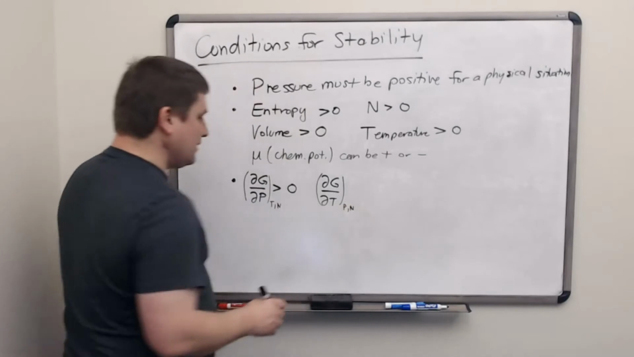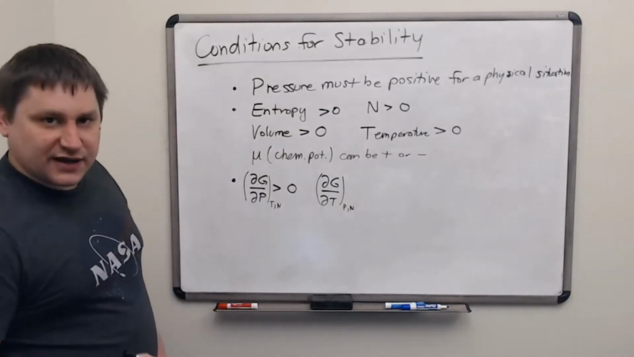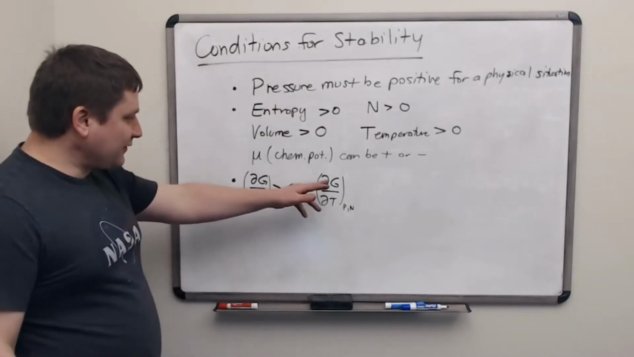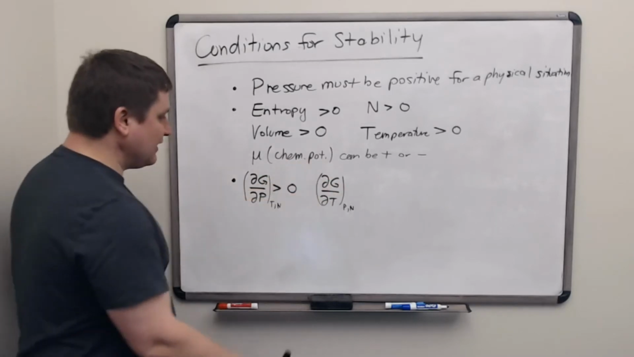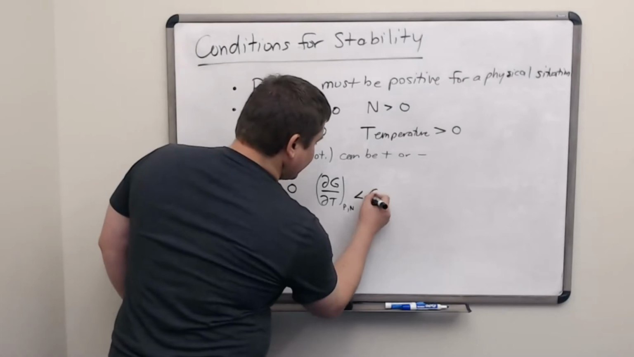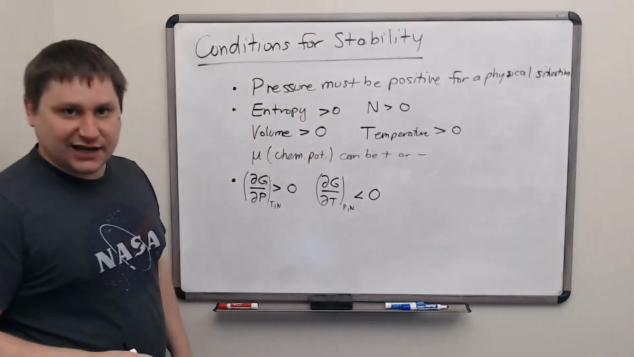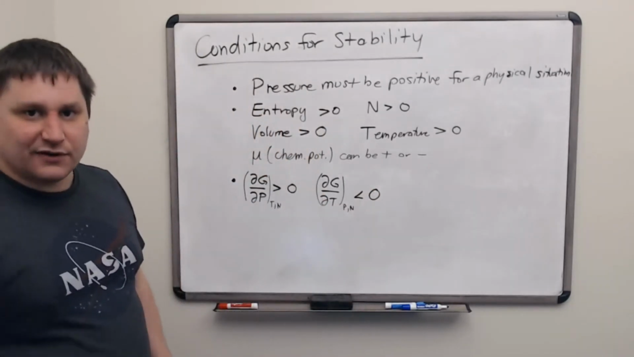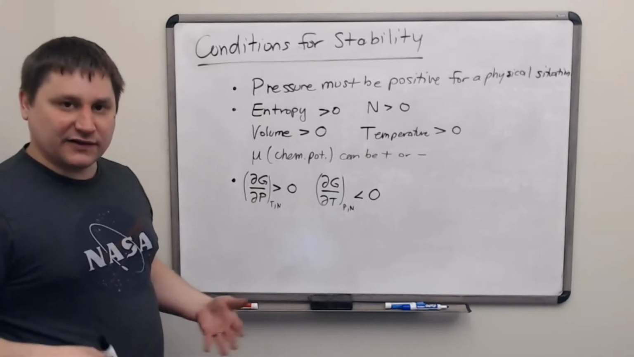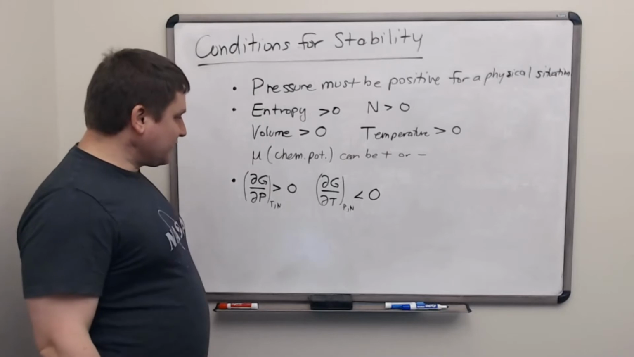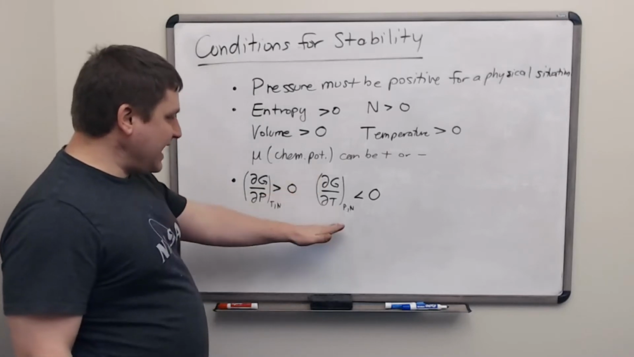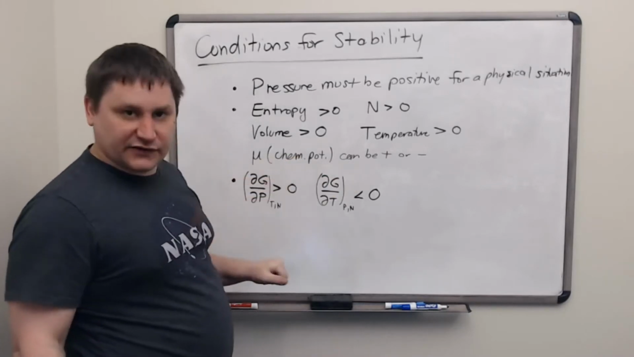What about the variation of Gibbs free energy with temperature? Well, this derivative is equal to the opposite of the entropy. It's equal to negative S. So to represent a physical situation, this derivative must be negative itself, so that when we have the other negative from the relationship, we get a positive entropy. The derivative of Gibbs free energy with respect to N gives us chemical potential, which has no restrictions.